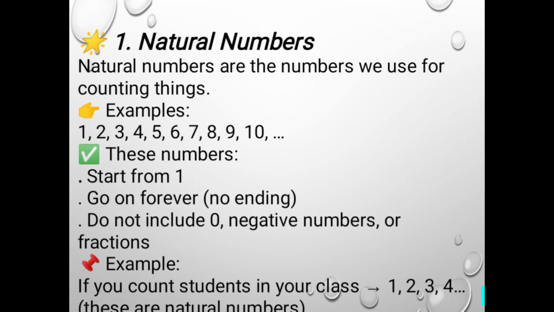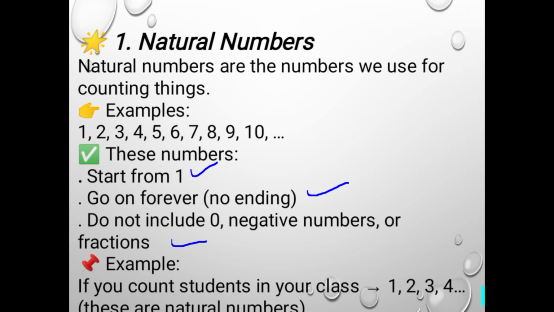Before we begin, let me ask you a question. When you count your classmates, what number do you use? Obviously, you will use 1, 2, 3, 4, 5, and so on. These are called natural numbers, students. Natural numbers are the numbers we use for counting things. Example: 1, 2, 3, 4, 5, 6, 7, 8, 9, and so on. They start from 1, go on forever with no ending, and do not include zero, negative numbers, or fractions.